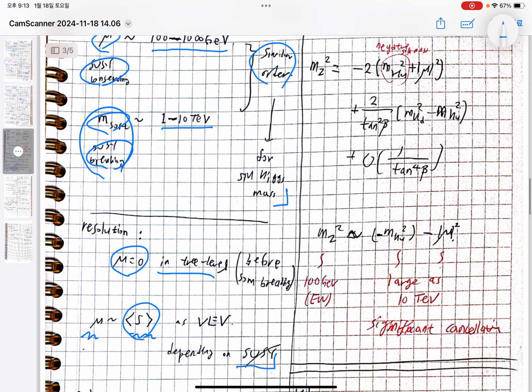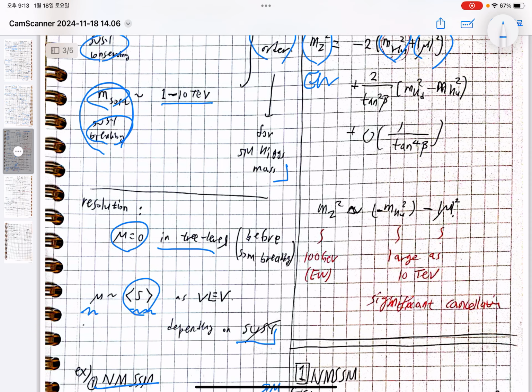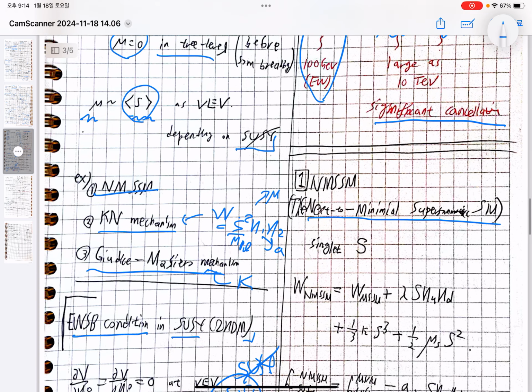So here is some expansion in the large tan beta case. So here is still the electroweak scale, soft mass, and mu term, and to give the 100 GeV electroweak scale, the mu term also has to be a similar scale to the soft mass scale, and there are significant cancellations in the sum.